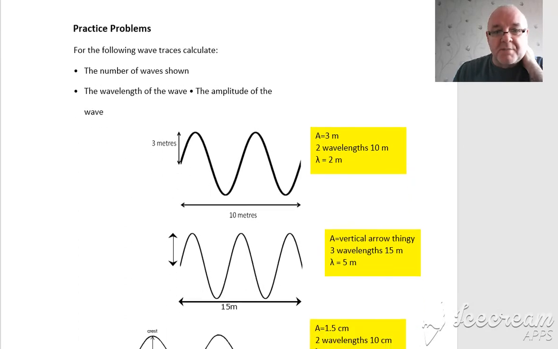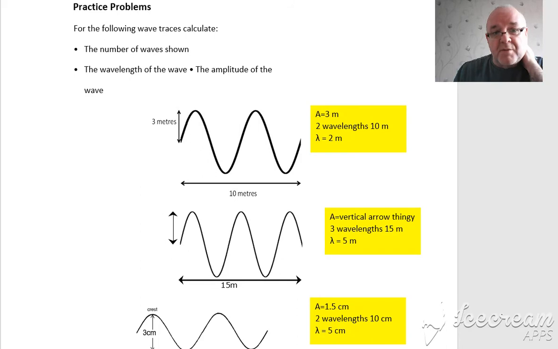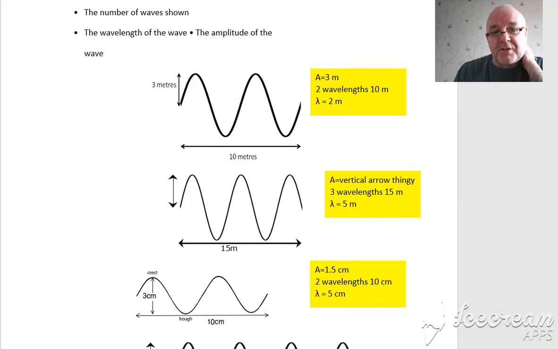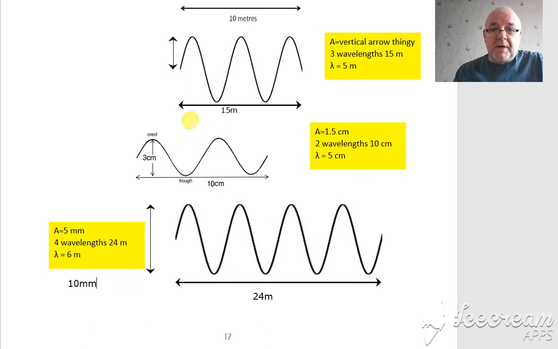So I've got a little practice problem here. You have to work out the wavelength and the amplitude of the waves. So here we've got two waves in 10 meters. So the amplitude is 3 meters, which is that, and the wavelength is going to be 10 over 2. In this next one, we have 3 waves, 1, 2, 3, and 15 meters. So the wavelength is going to be 15 over 3, which is 5.